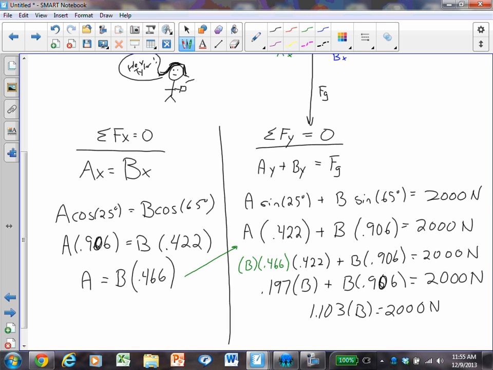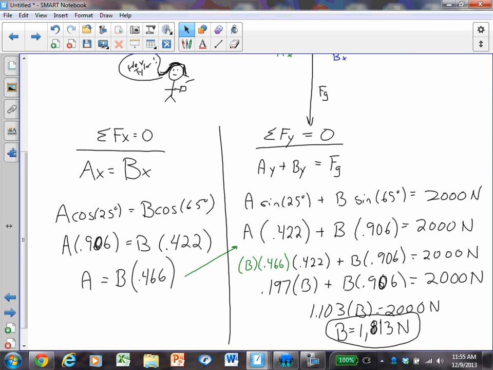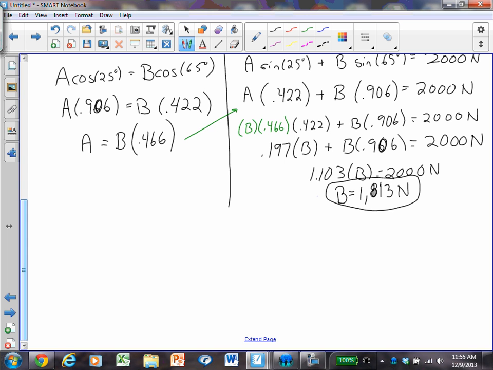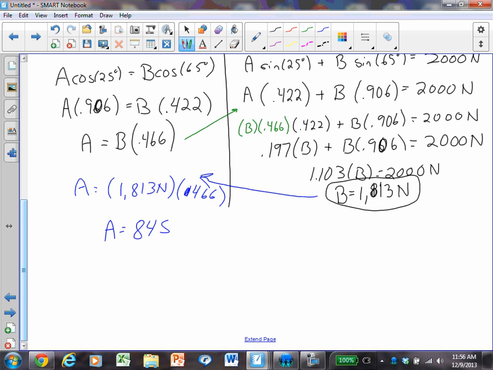2,000 divided by 1.103 is 1,813 newtons. That's the tension in B. Well, it's in danger of breaking. It's only rated. And then A, 845 newtons.